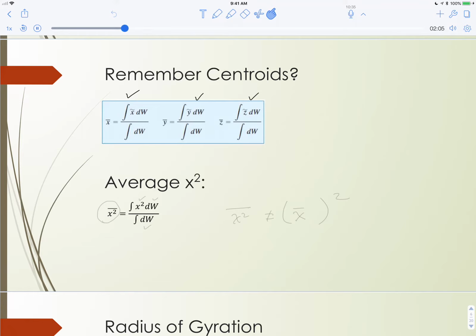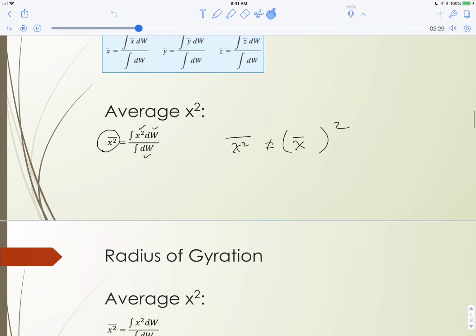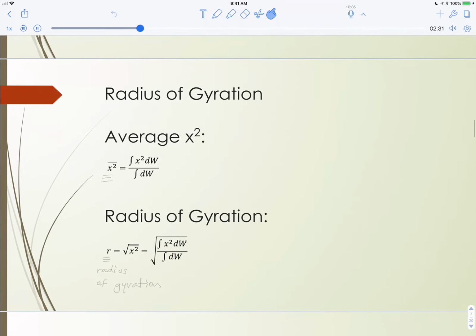Well, what if you wanted to get the average x squared? Extending that concept, it'll be the integral of x squared dw all over the integral dw, and that would be the average x squared. Average x squared does not equal average x all squared. That's not the same thing. The radius of gyration is just related to this average x squared. It's just begging to have a square root taken.